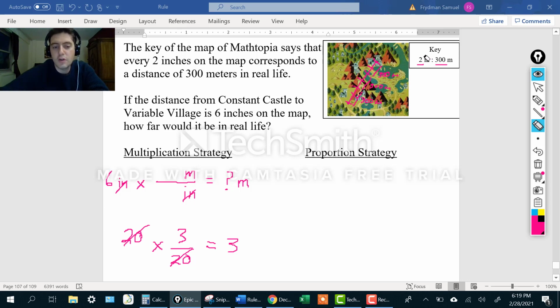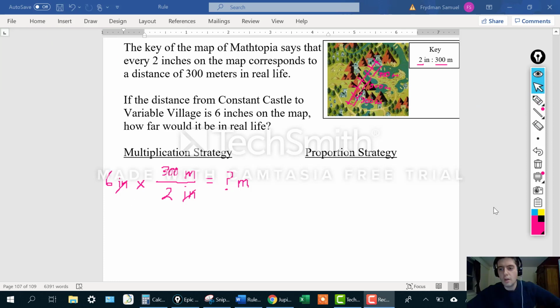Then going back to the key over here, 300 is the number that goes along with meters, so I'll put a 300 over here. And 2 is the number that goes along with inches, so I'll put a 2 over here, okay? And now I can go ahead and solve the problem. I'm just going to do it down here, actually. So we are doing 6 times 300 over 2. Those are the numbers that we're multiplying, 6 and 300 over 2.